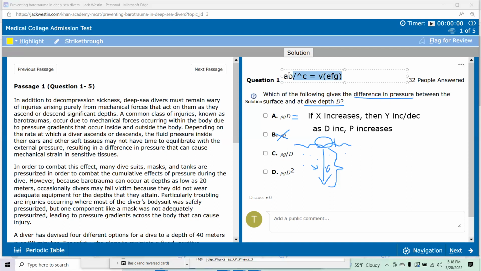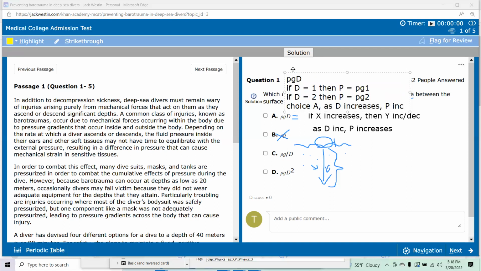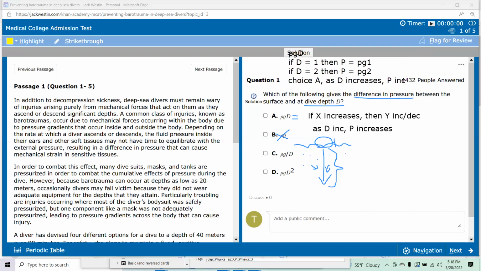So the point is that if it's X equals Y, then we know it's a direct relationship. If you increase X, you increase Y. But if it's 1 over X equals Y, then it's the opposite. It's indirect. If you increase X, then Y decreases. So we saw that in choice A, as D increases, P increases. So this is a possibility, right? This is possible. What other choice has a direct relationship where as D increases, P will increase?